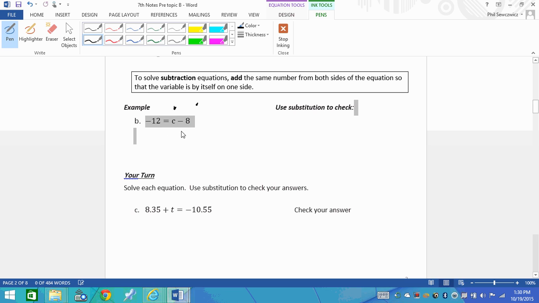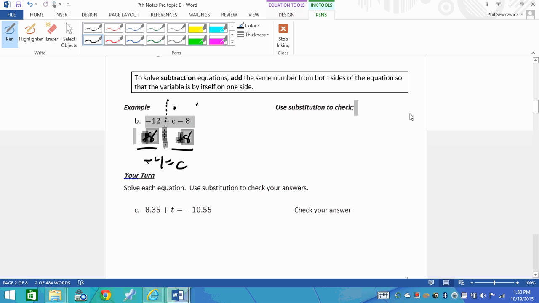Now notice here the variable is on the right-hand side. We say right-hand side because the equal sign is what separates the two sides. We've got the left side and we've got the right side. So the variable's on the right-hand side, so we're going to start there. The opposite of subtracting 8 is to add 8 to both sides. So when we do that, we do negative 12 plus 8. Now we can see we get an answer of negative 4, and negative 4 equals C. So in that case, it works.